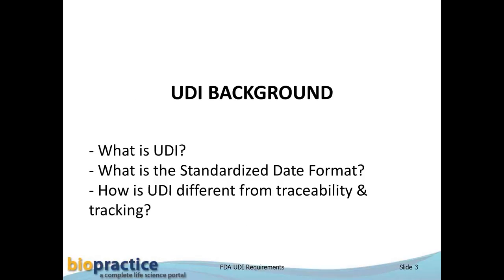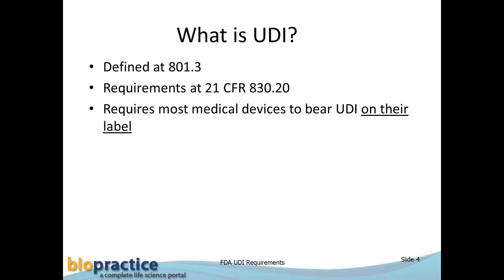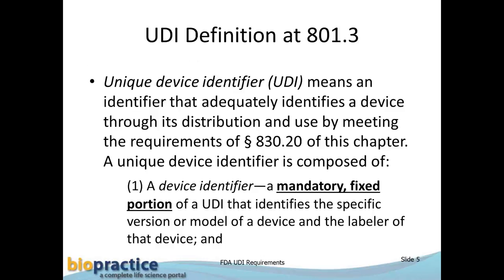So, background on the unique device identifiers. They're defined at 21 CFR 801.3, which are the general medical device labeling regulations. The requirements are found at 21 CFR 830.20, and in short, those regulations and requirements require that most medical devices bear the UDI on their label. Okay, that's great. What exactly does that mean? So, a unique device identifier, as defined at 801.3, is written here.